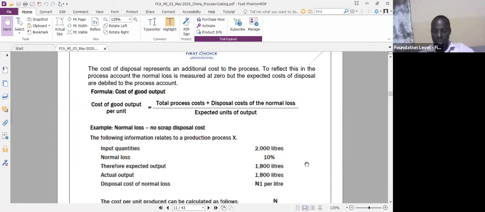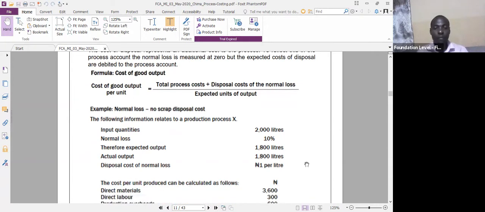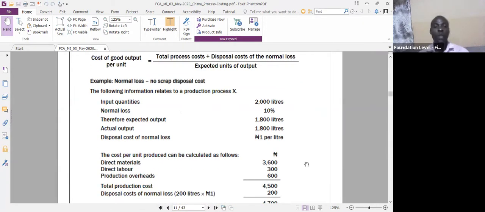So let's see another example. We have normal loss, no scrap disposal cost. Still the same example, but now the difference here is the disposal cost of normal loss. So you have a normal loss that can be disposable.